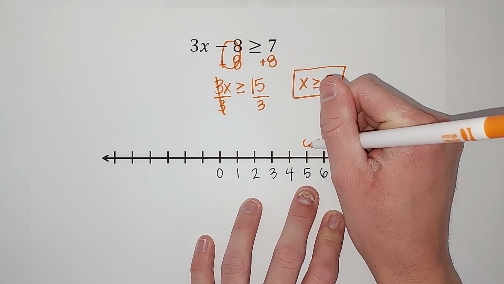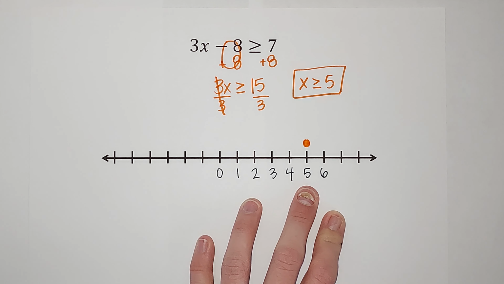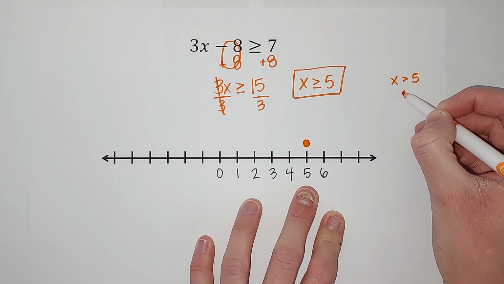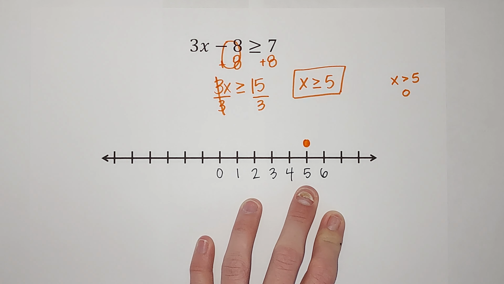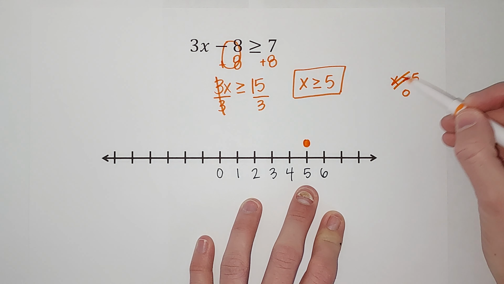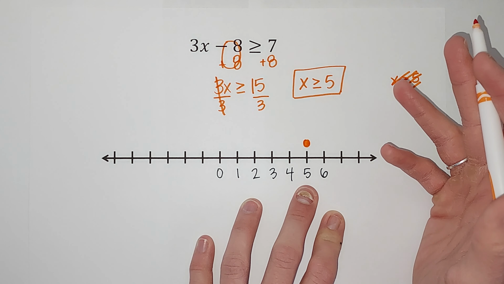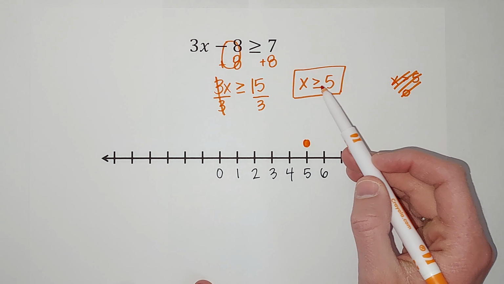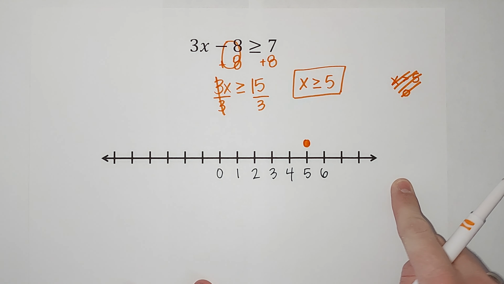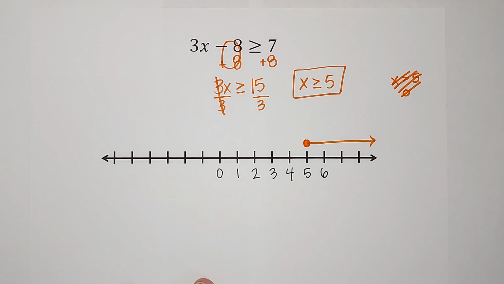Because it's greater than or equal to, it's going to be a closed circle, okay? If my answer were x is greater than 5, I would do an open circle, okay? Because it can't be 5, it's just greater than 5. But in this example, it's greater than or equal to, so it can be 5, okay? So since x is greater than or equal to 5, the numbers bigger than 5 are to the right, correct? So we're going to draw a line over that way.